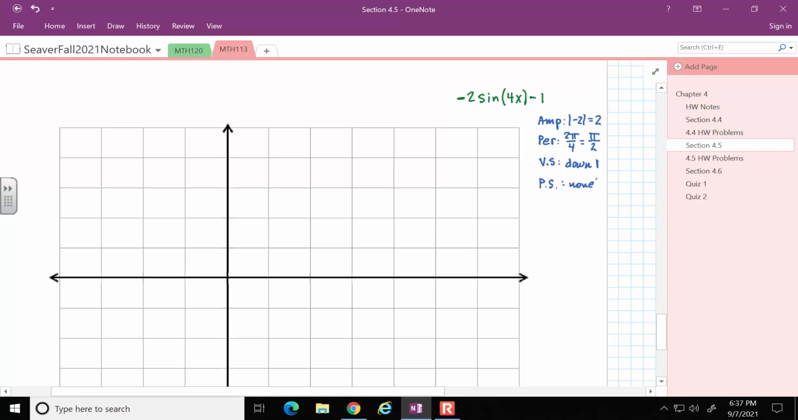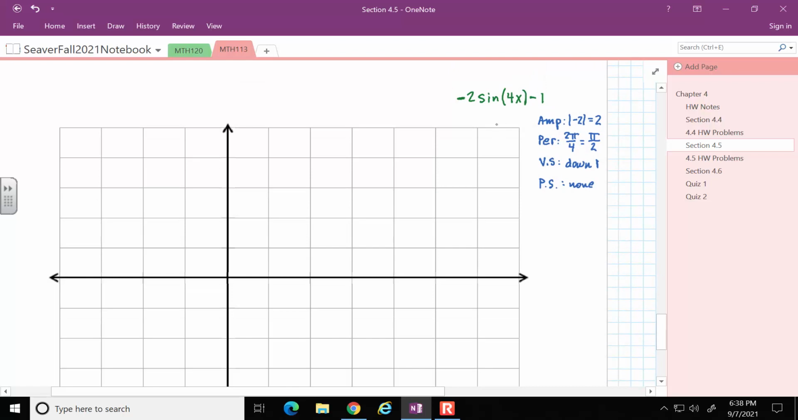So that's another way I can ask a question here too, though. I'm going to give you an equation and say, all right, what are these values? What is the amplitude? What is the period? What's the vertical shift? What's the phase shift? I won't necessarily make you graph a phase shift, but I will have you give me what a phase shift is without graphing.